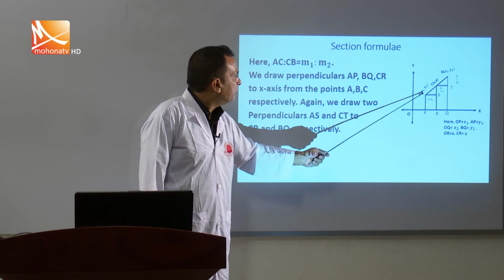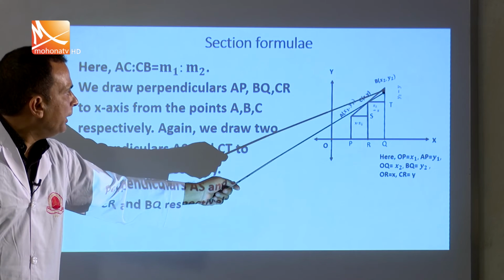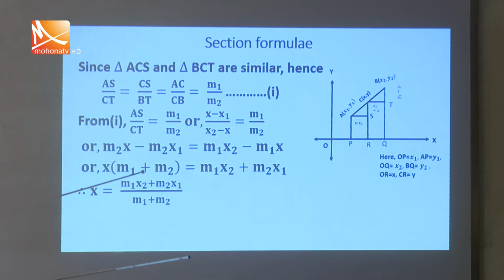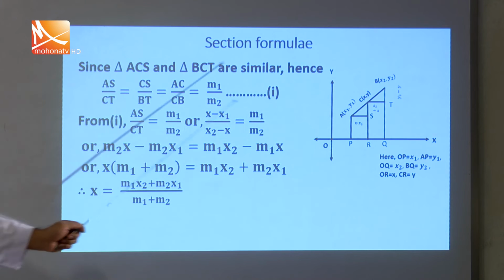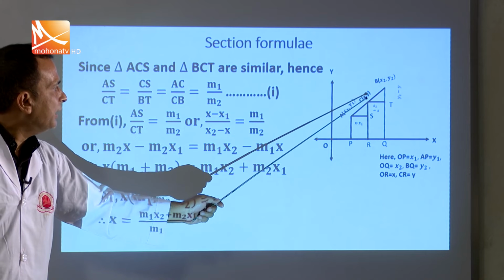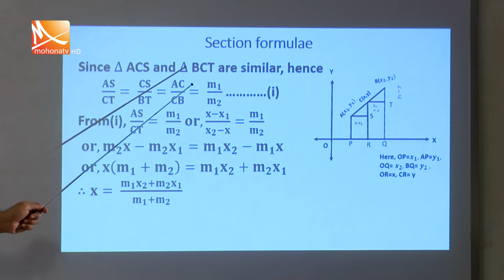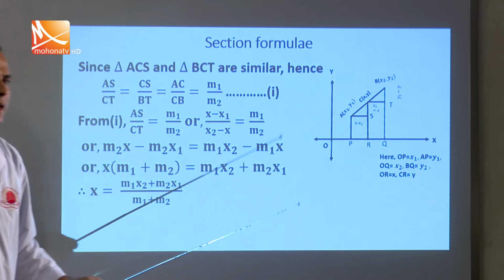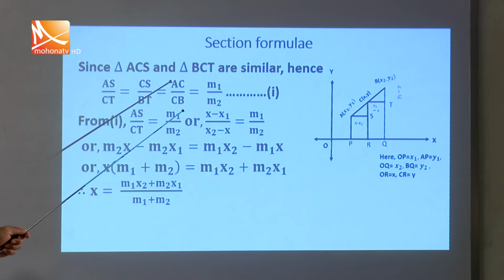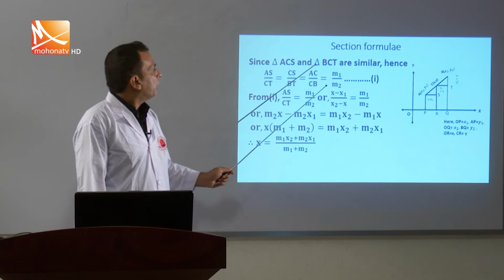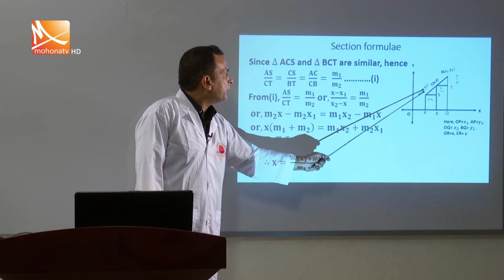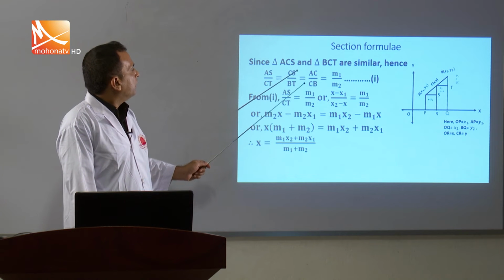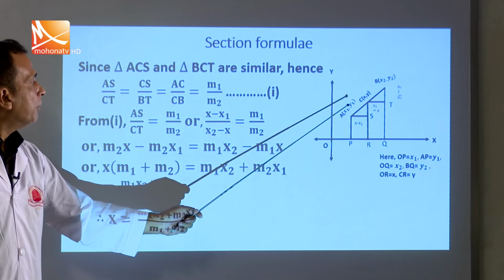Again you just see that similarly it will be BT equals y2 minus y1. Okay. You just see that this triangle ACS and this triangle CBT are similar. Why similar? These two triangles are equiangular. All equiangular triangles are similar. That's why the ratio of the corresponding sides of these two triangles must be equal.